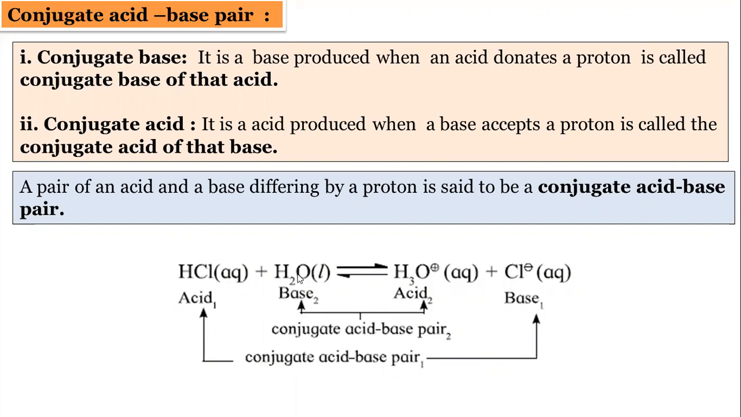Again, I am coming to this H2O and H3O plus. We can see there is a difference of a proton only. One proton is extra in the case of H3O plus, and in the case of H2O, one proton is less. So this is a base and this is an acid, because remember, a conjugate acid is prepared when a base accepts a proton. This base accepts a proton. So this is a conjugate base and this is a conjugate acid. Remember, these are examples of conjugate acid base pairs.